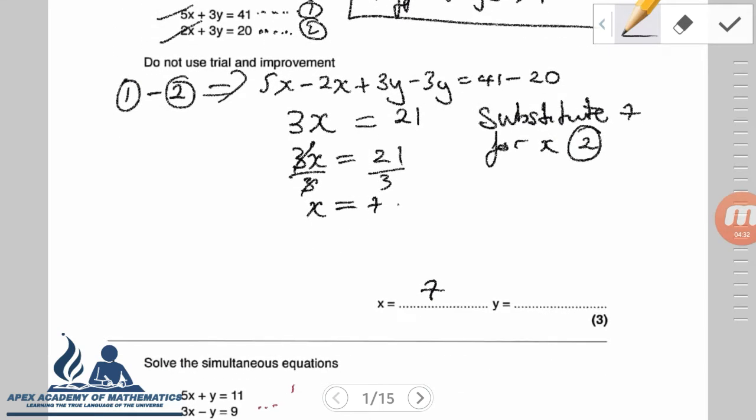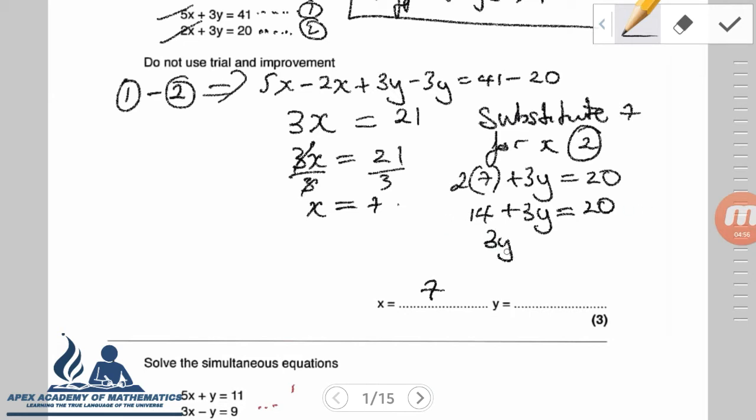So I'm going to have 2 times 7 plus 3y equals 20. So 2 times 7 is 14, plus 3y equals 20. If I subtract 14 from both sides, I'm going to get 3y equals 20 minus 14, so 3y equals 6. If I divide both sides by 3, I'm going to get y equal to 6 over 3, so y is equal to 2. That gives me the result that I have there.